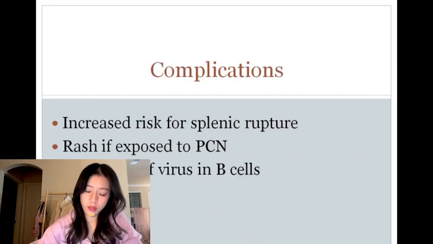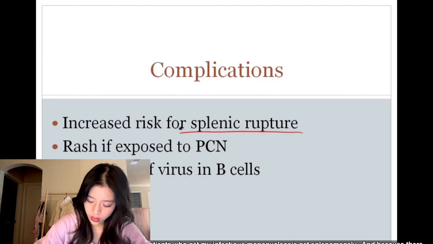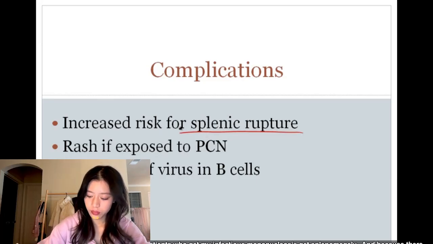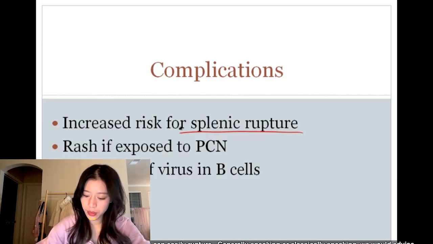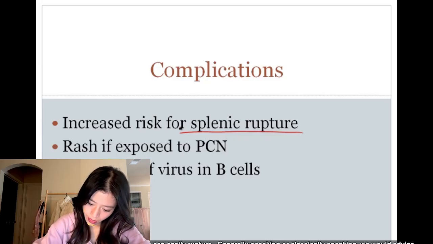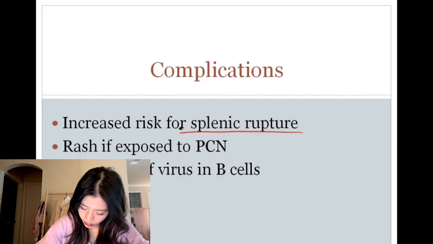Complications of infectious mononucleosis include an increased risk for splenic rupture. This is very high yield. Patients who get infectious mononucleosis get splenomegaly, and because there is splenomegaly, the capsule of the spleen can easily rupture. Generally speaking, we would advise patients who have infectious mononucleosis to avoid all contact sports for the next year. And of course, examiners like to go after that principle. Additionally, if patients are exposed to penicillin who have infectious mononucleosis, they can develop a rash.